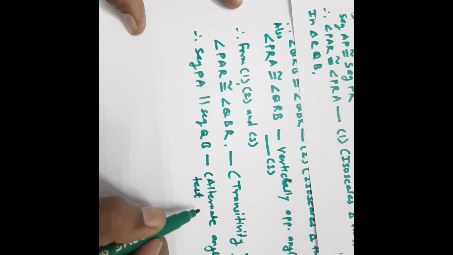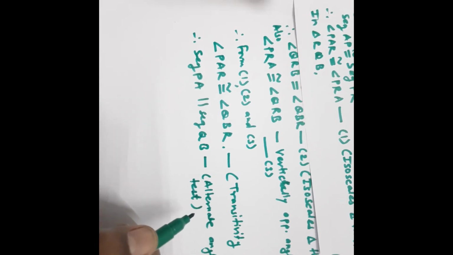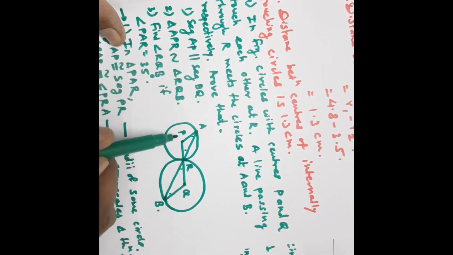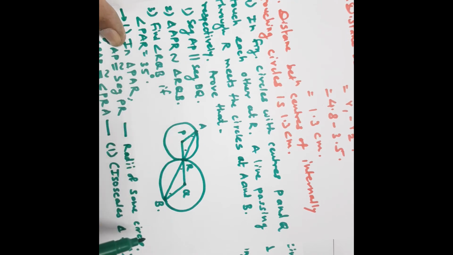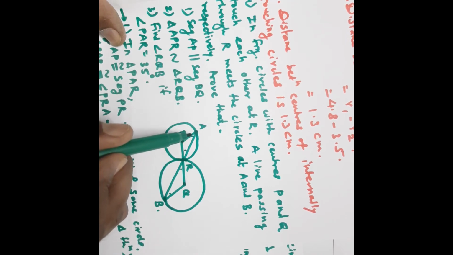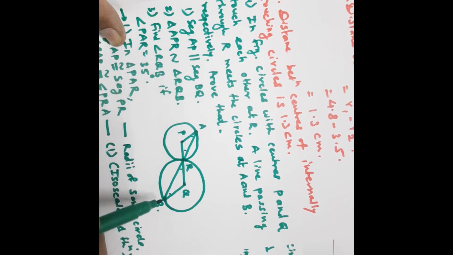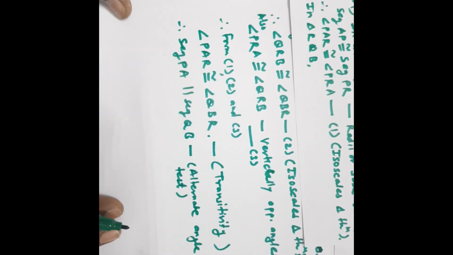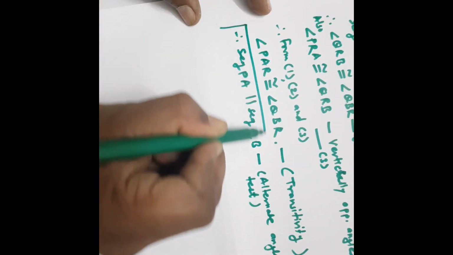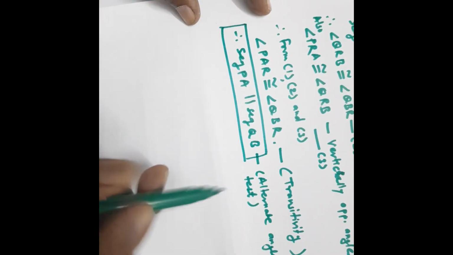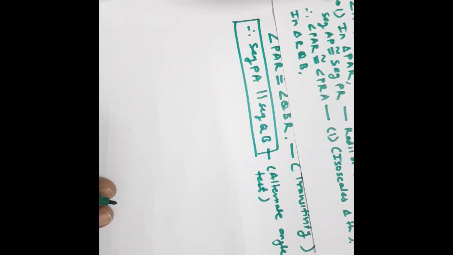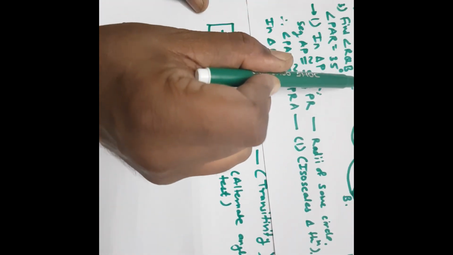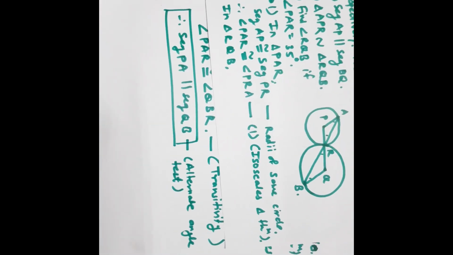For parallel lines, we have seen that if we consider AB as transversal, then angle A and angle B are alternate angles and they will be congruent by the alternate angle test. It is our first proof. Then our second proof, we will see from the figure. Second proof, triangle APR is similar to triangle RQB.